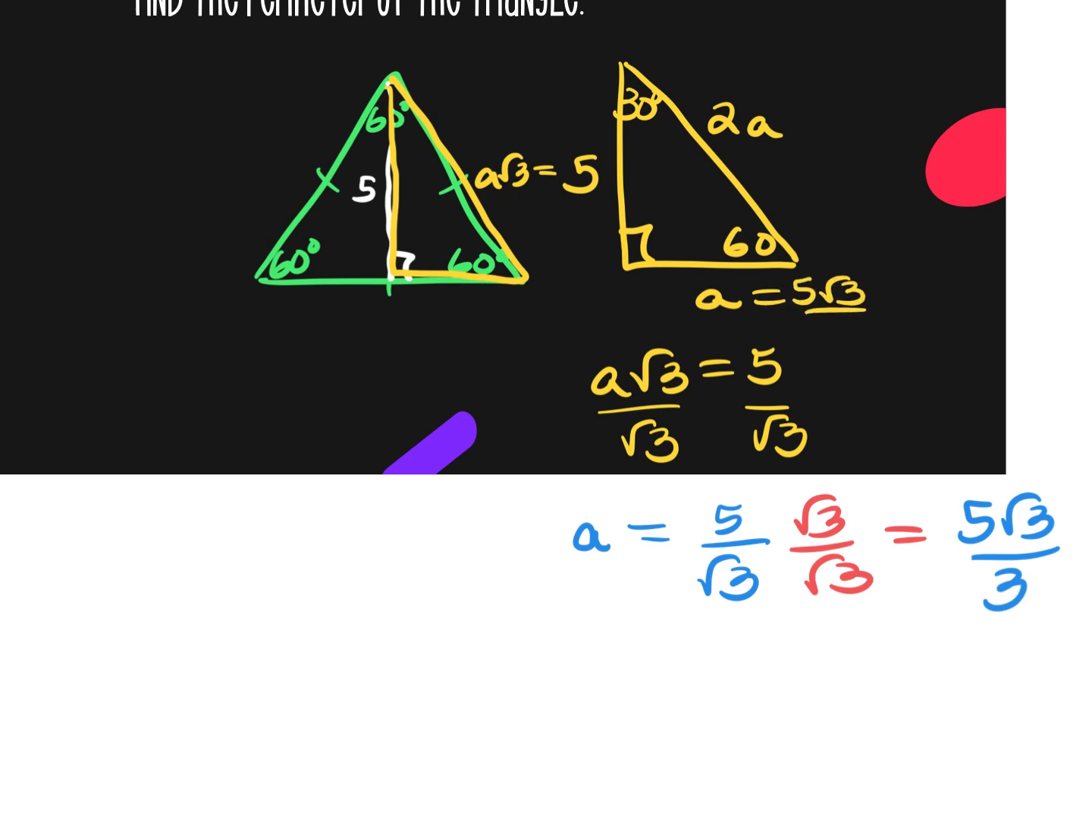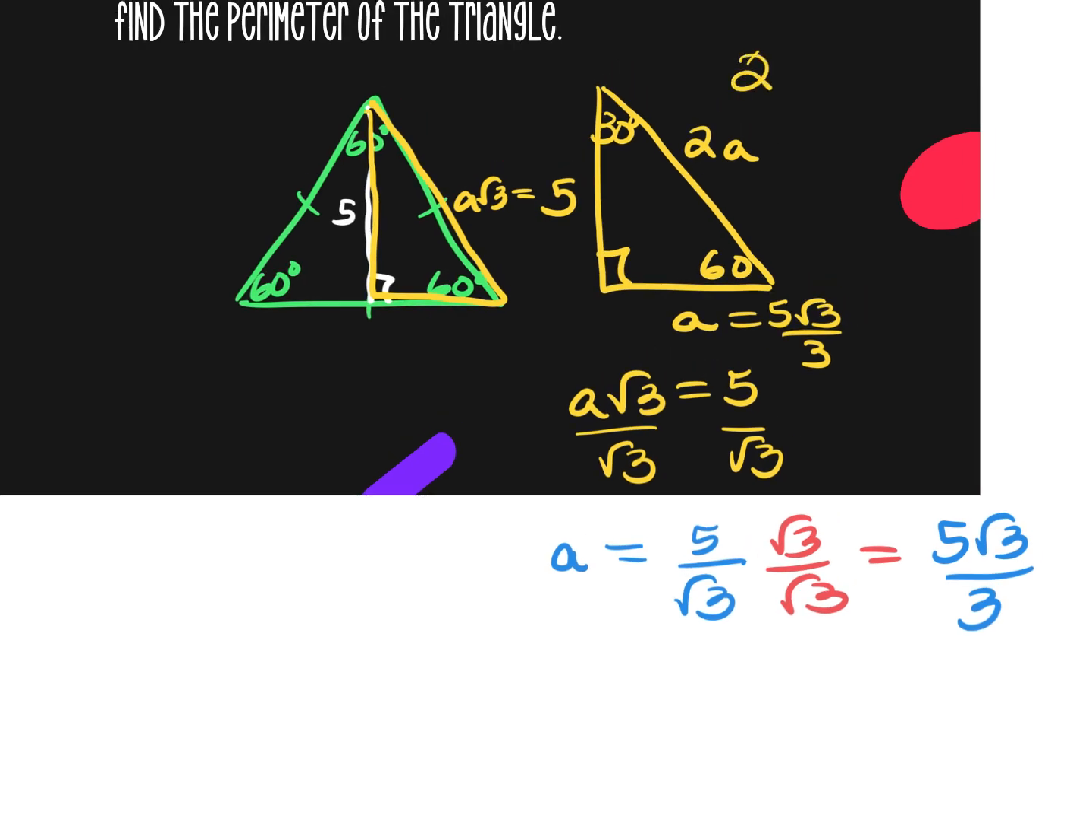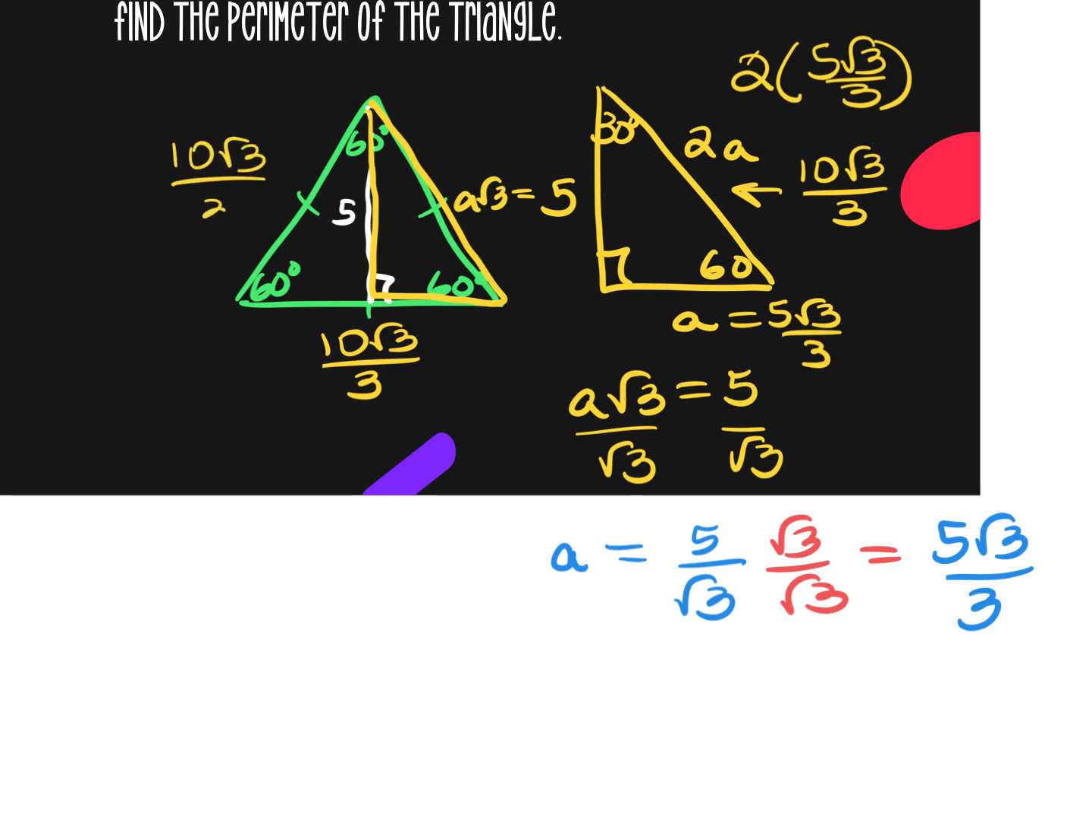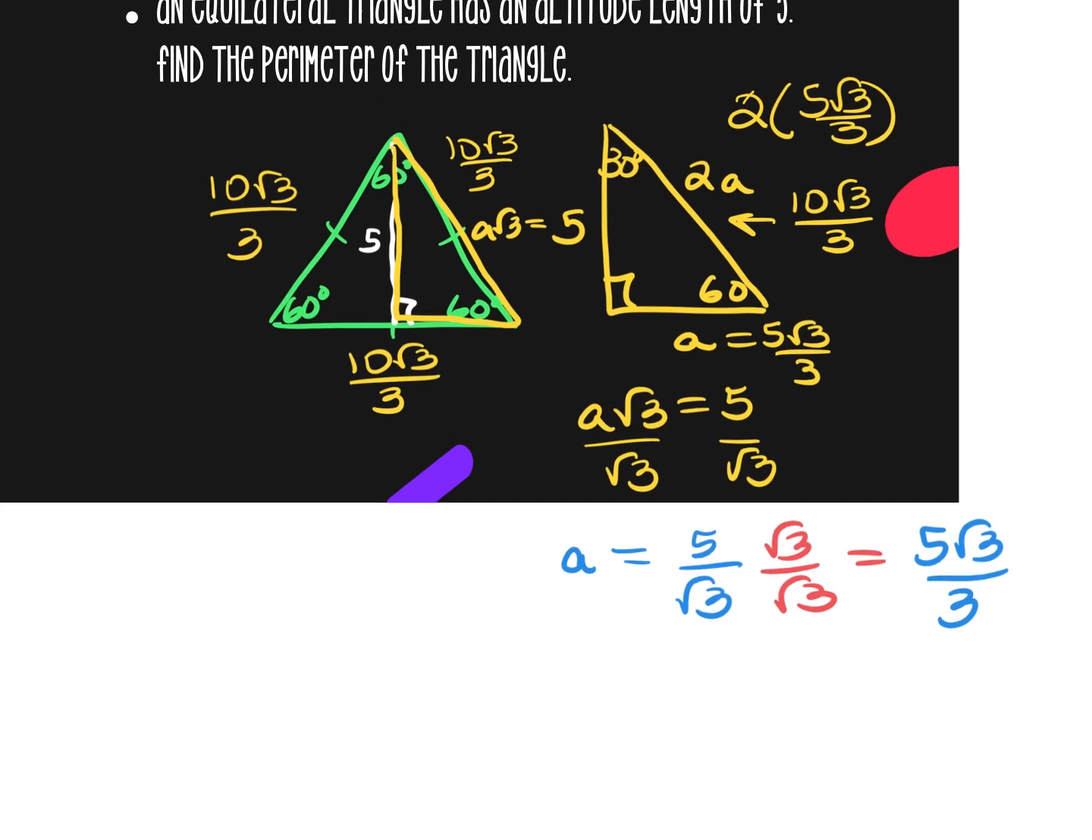The hypotenuse, which is actually going to be the side of my triangle, is going to be 2 times that. So I'm going to take 2 and times it by 5 square root 3 over 3. And that's going to give me 10 square root 3 over 3 is going to be the hypotenuse, which, remember, is also the side of the triangle of the equilateral. So each one of the sides of the original equilateral triangle are going to be 10 times the square root of 3 over 3. So now let's find the perimeter.